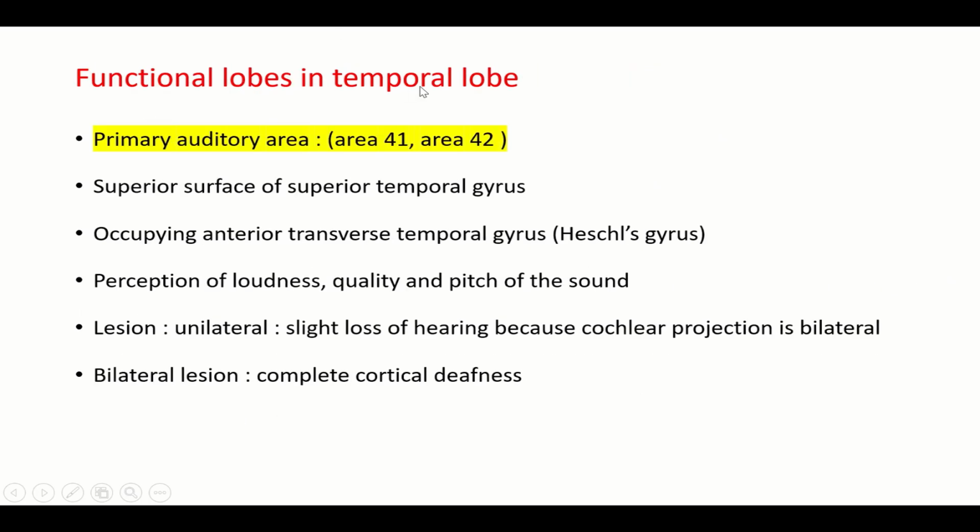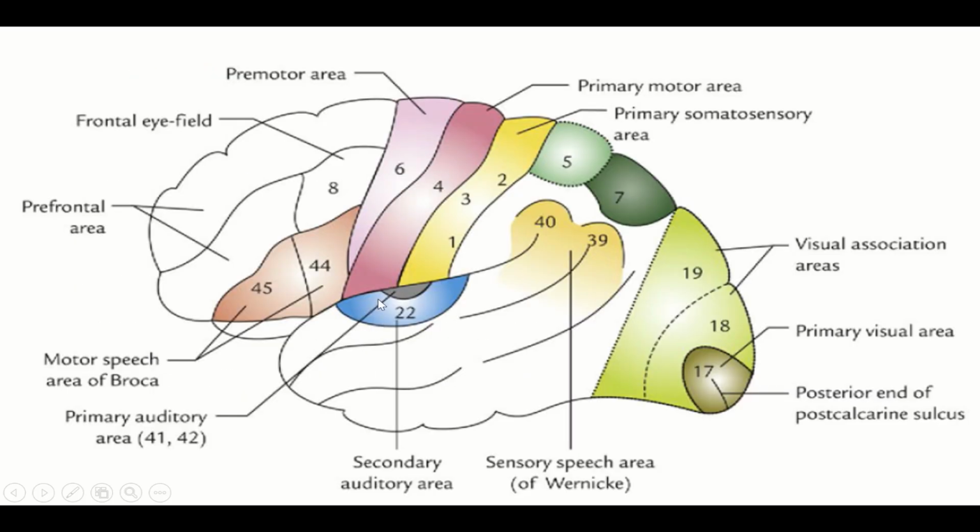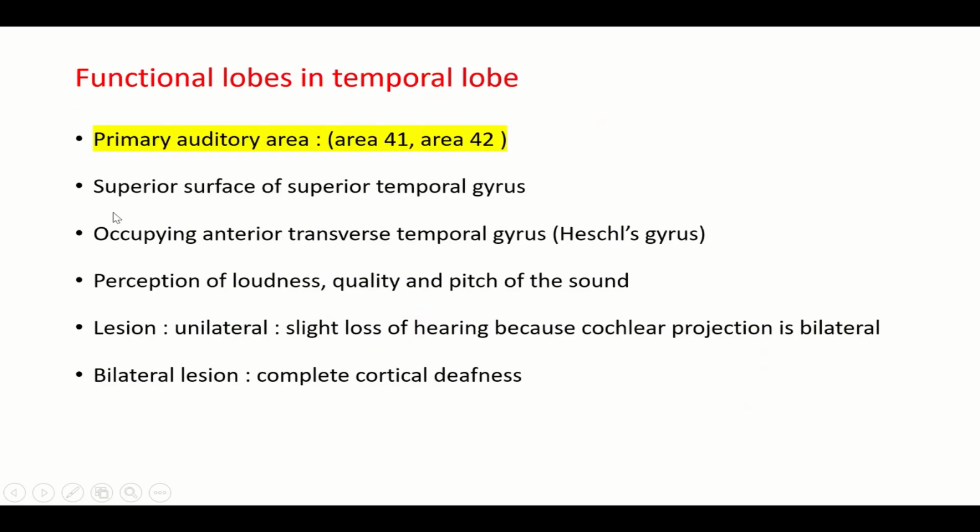So now functional lobes in the temporal lobe. The first and foremost is the primary auditory area, number 41 and 42. You can see here, this will be the area number 41 and 42. Area number 22 will be the secondary auditory area. The primary area is present in the superior surface of the superior temporal gyrus, occupying the anterior transverse temporal gyrus called Heschl's gyrus. It is responsible for perception of loudness, quality and pitch of the sound.